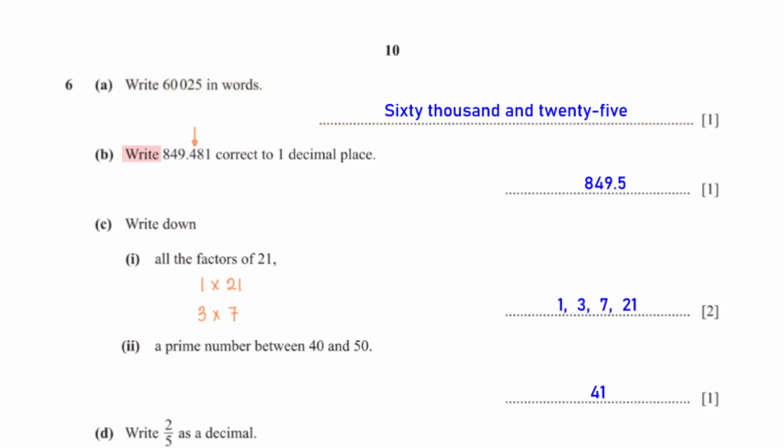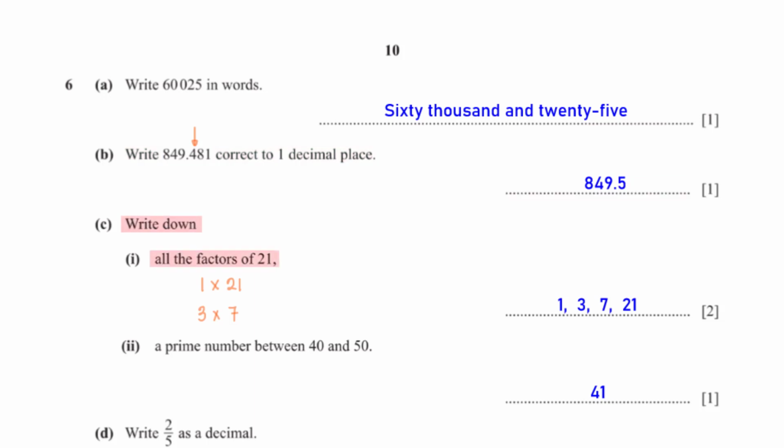Write 849.481 correct to one decimal place. The first number after the decimal point is 4. The number after 4, which is 8, is greater than 5. So we add 1 to 4, giving us 5. The numbers after 4 become 0. Since these zeros come after the decimal point, they are insignificant. So we have 849.5 rounded to one decimal place.